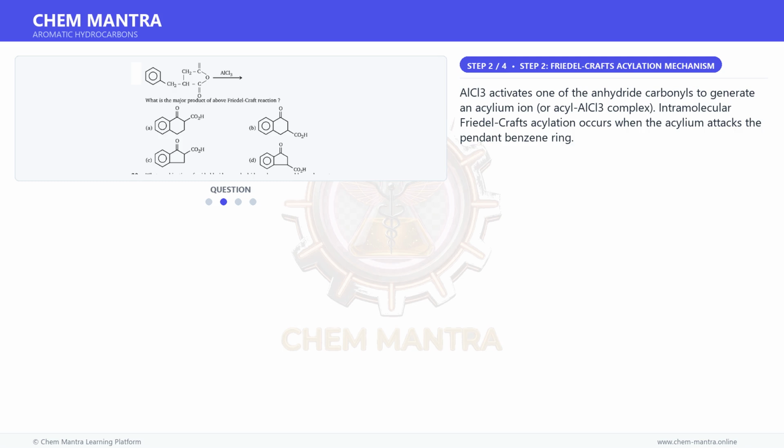Moving on to the next step. AlCl3 activates one of the anhydride carbonyls to generate an acylium ion, or acyl-AlCl3 complex. Intramolecular Friedel-Crafts acylation occurs when the acylium attacks the pendant benzene ring.